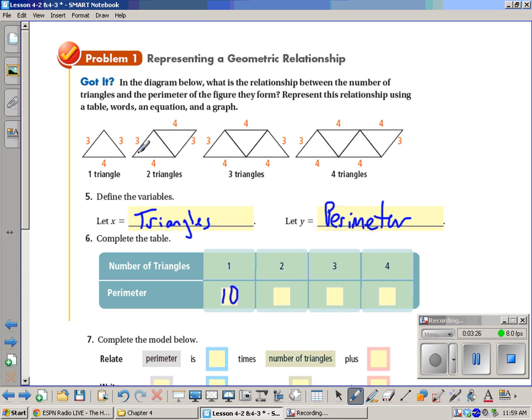Then we're going to add this one up. We get 3, 4, 3, and 4. So this is going to be 14. Here we're going to go 3, 4, 3, 4, and 4 for the third triangle. So that one is going to be 18. We get 3, 4, 4, 3, 4, 4. This one's going to be 22. So it looks like, based on our pattern here, we're adding 4 each time we add a triangle.